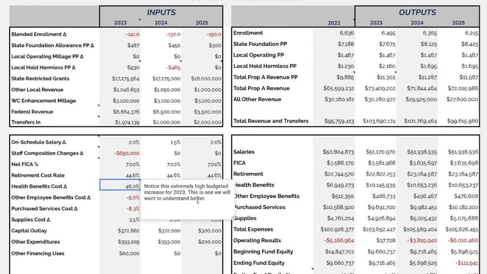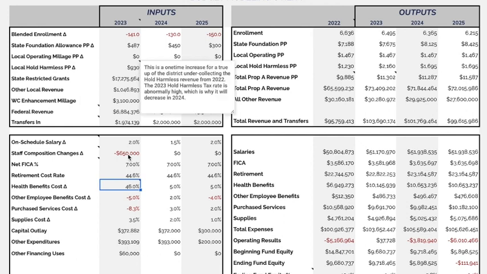That's a really big hit to the budget. Other employee benefits went down a little bit. Purchase services costs went down a little bit. Supplies went up a little bit, of capital outlay and some other things. So that's all of your inputs.